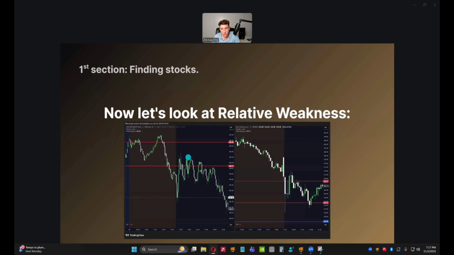So now let's look at relative weakness. Do you guys see here how SPY is chopping, but this stock is dumping while SPY is chopping? When SPY bounced, this stock barely bounced. Chopping means going back and forth. But does everybody see that? Does everybody see how SPY is going back and forth while this stock is weaker than it?